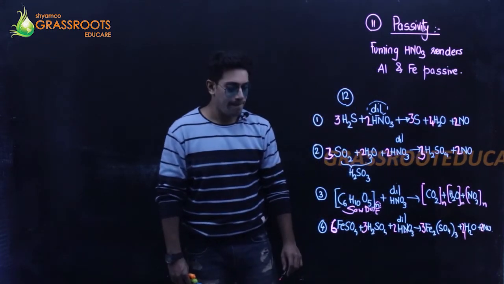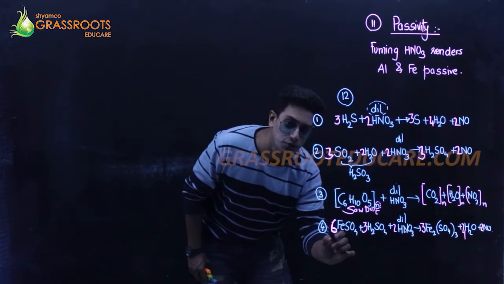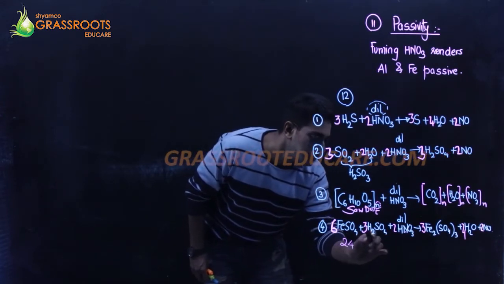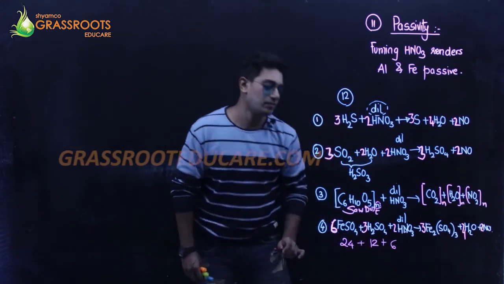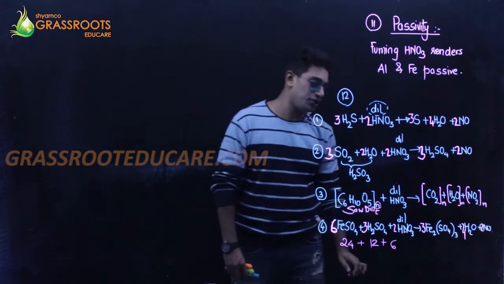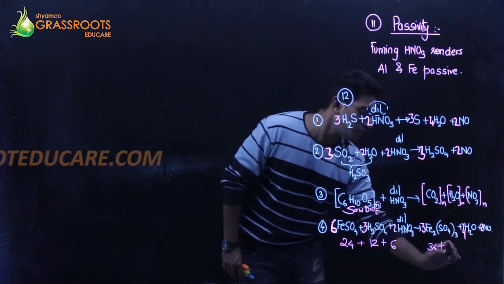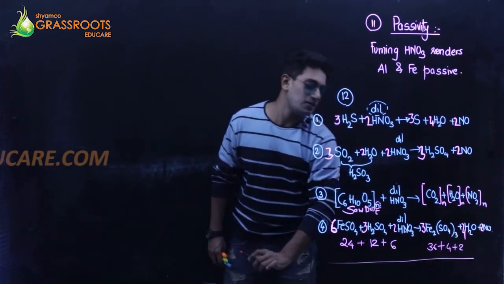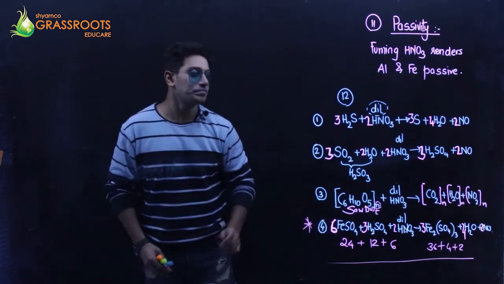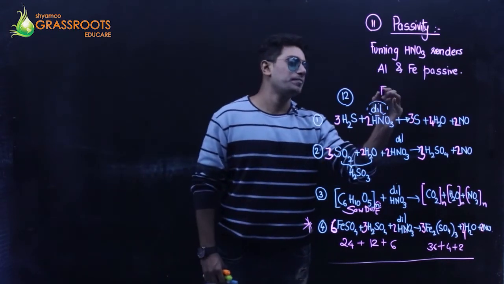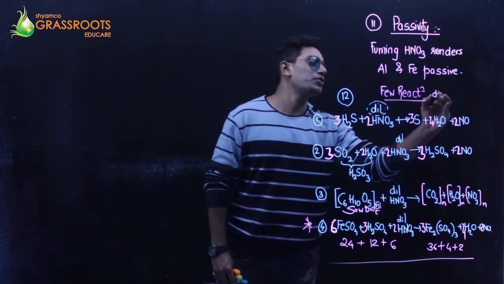Left out is oxygen, guys. Oxygen is 6 fours are 24, 3 fours are 12, and 2 threes are 6. 42 oxygen. Out here, 12 threes are 36, plus 4 plus 2. That's balanced for you. So this was a difficult part in balancing. So these are the few reactions with dilute HNO3.